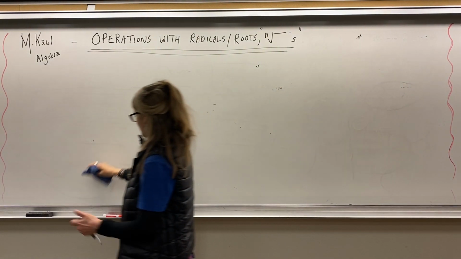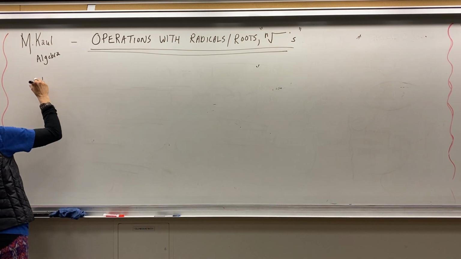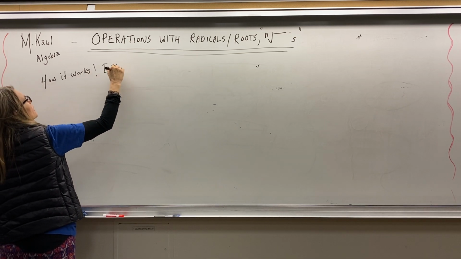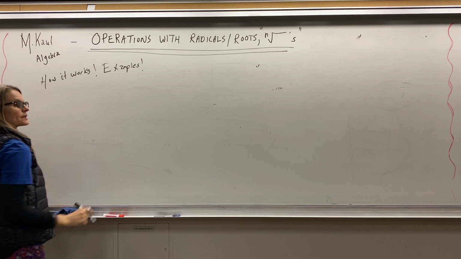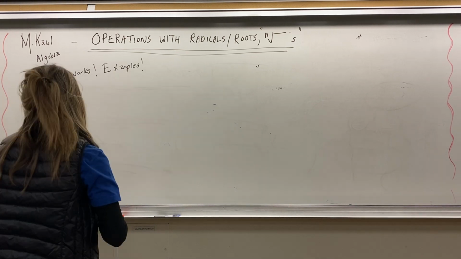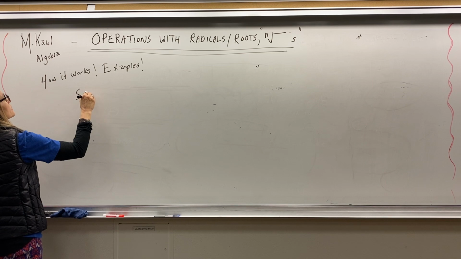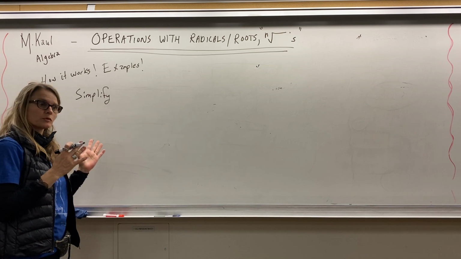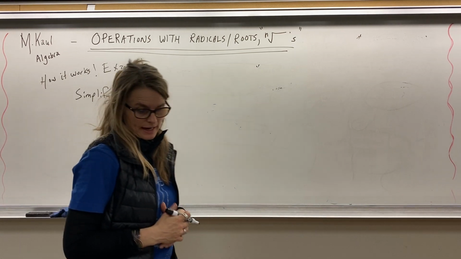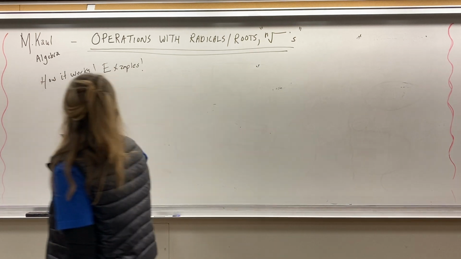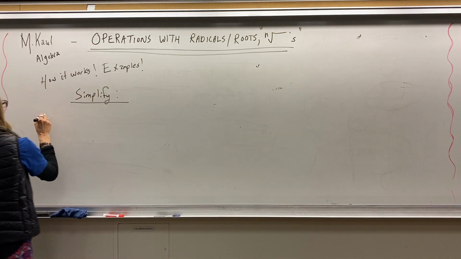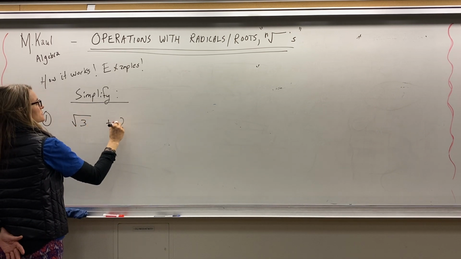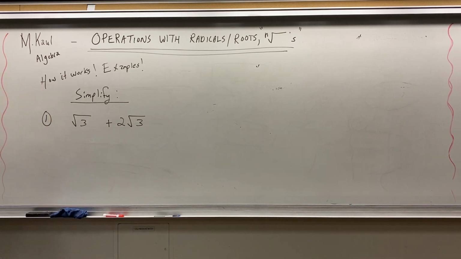So this is how this works. And typical examples with adding and subtracting radicals will say, simplify again. Some books, homework problems say simplify. Some will say simplify if possible, because sometimes we just can't add or subtract. Okay, so let's go ahead and start with a problem. Number 1, let's say we had the square root of 3 plus 2 square root of 3. Okay, we want to simplify this.